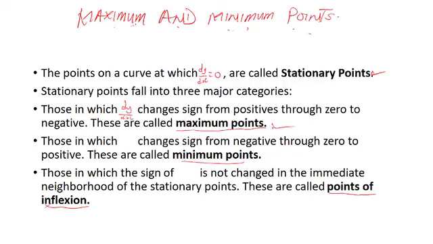We'll get to prove this as we proceed further. Now, at the point where dy/dx changes sign from negative through 0 to positive, these are called the minimum point. Those in which the sign of dy/dx does not change in the immediate neighborhood of the stationary point are called the points of inflection. We'll go further into analyzing it, but when you talk about this, I would like to give you a diagrammatic presentation of the maximum and the minimum point of every given chart.